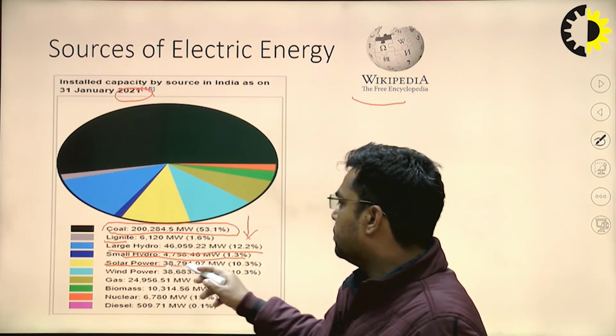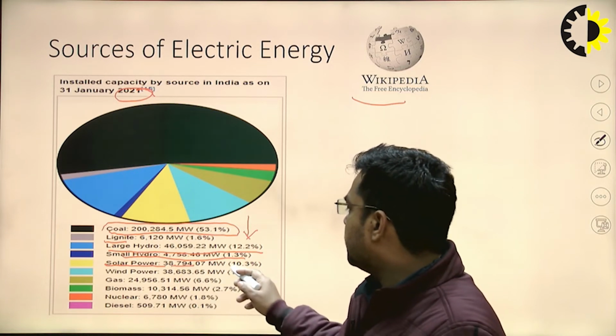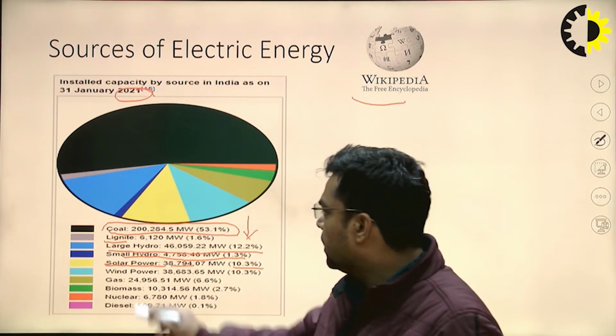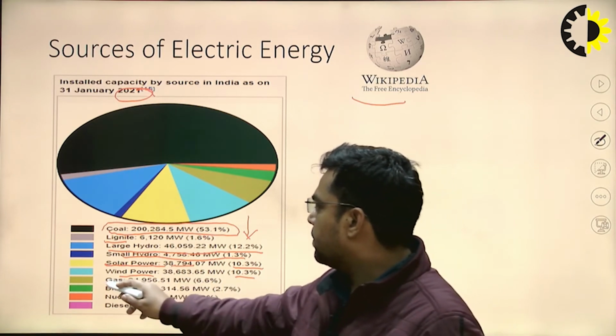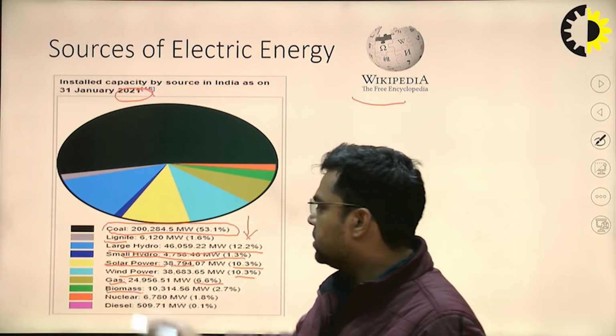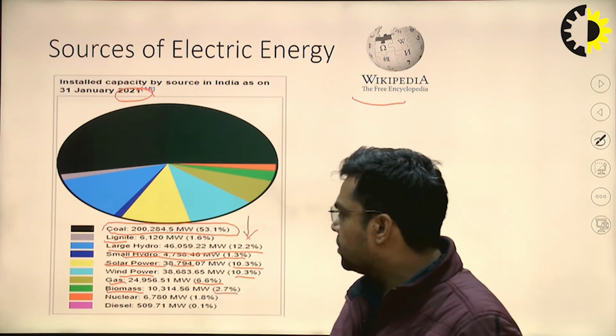Their contribution is around 38 gigawatt, or percentage wise around 10.3%. Wind power plant is around 10.3%. The percentage of gas is around 6.6%. Biomass is another renewable energy source. Their percentage is around 2.7%.